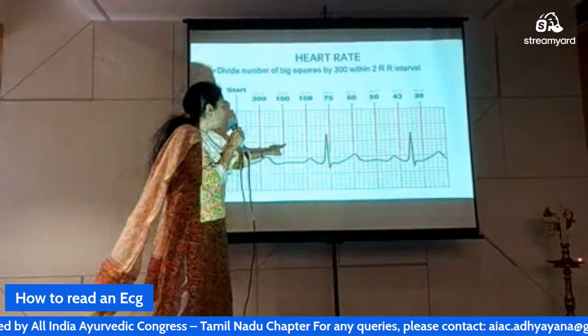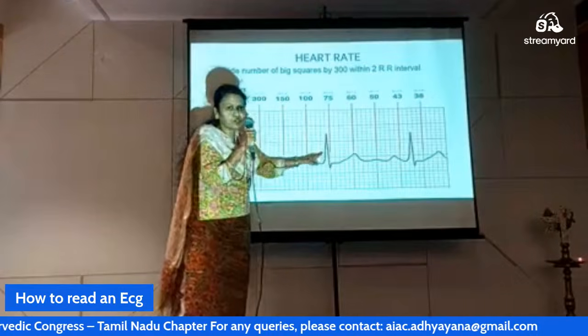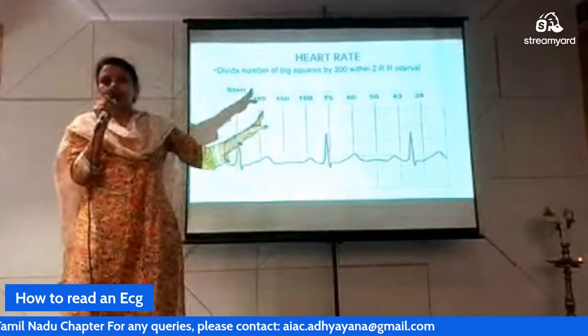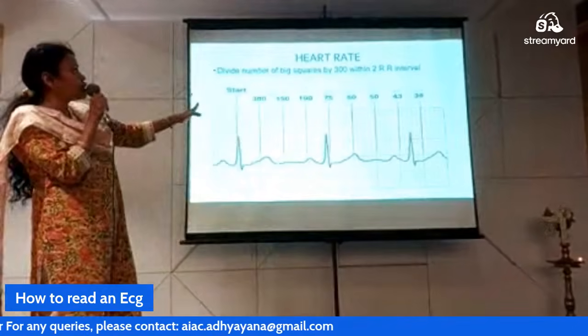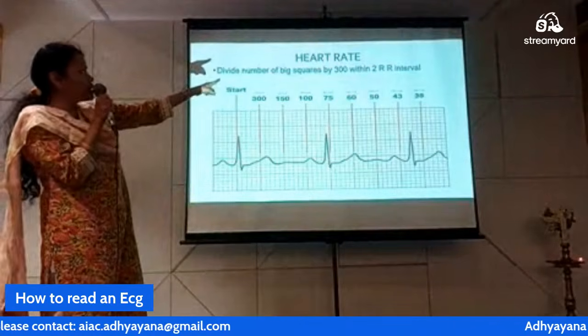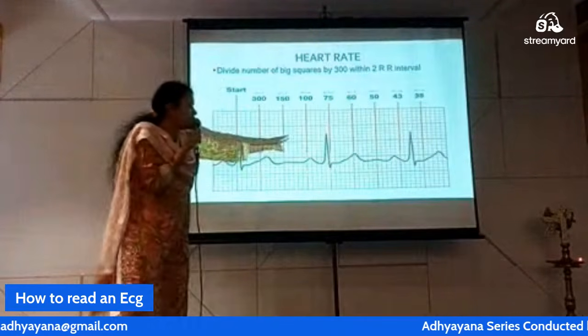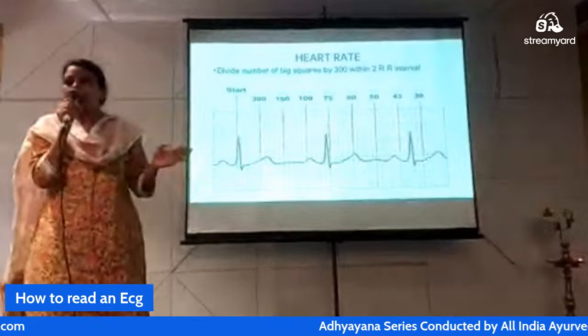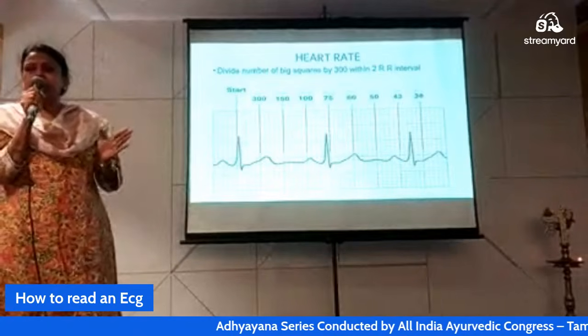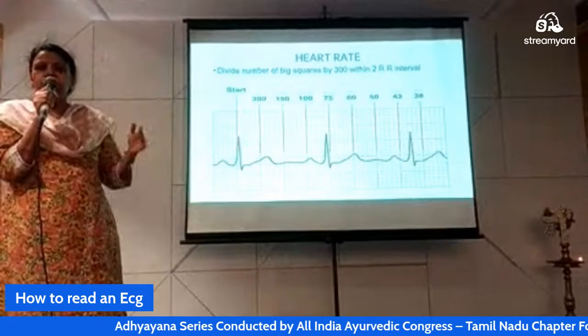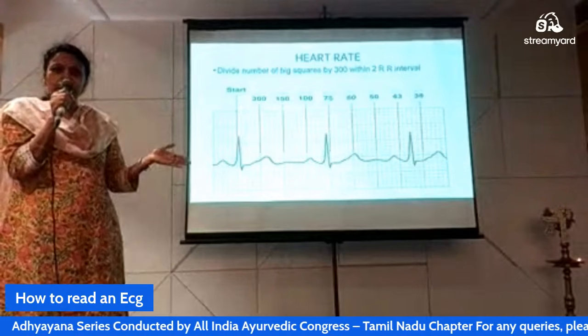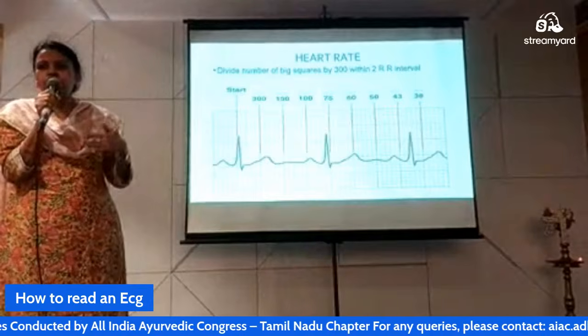1 square, 2 squares, 3 squares, and 4 squares. So 300, you divide it by the RR interval, how many small squares are there? Divide 300 by the number of big squares in the RR interval, and you will get the answer. So a heart rate from 60 to 100, we consider as a normal heart rate. Less than 60, we call it bradycardia. More than 100, we call it tachycardia.